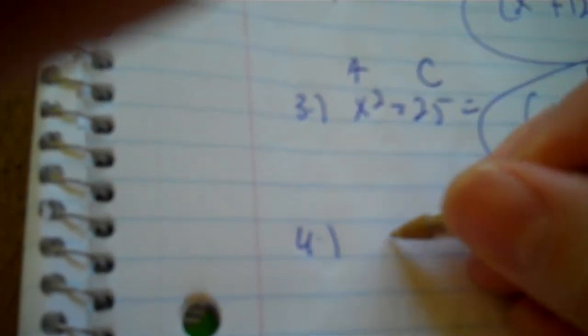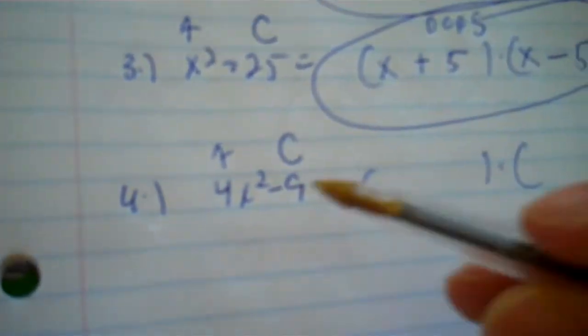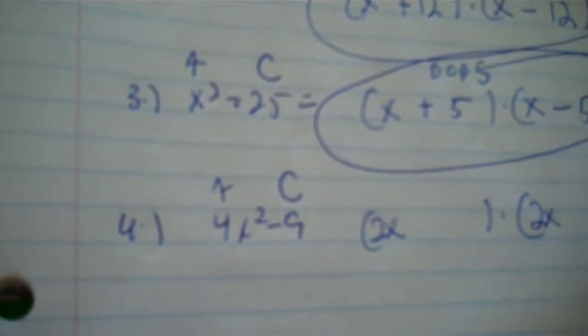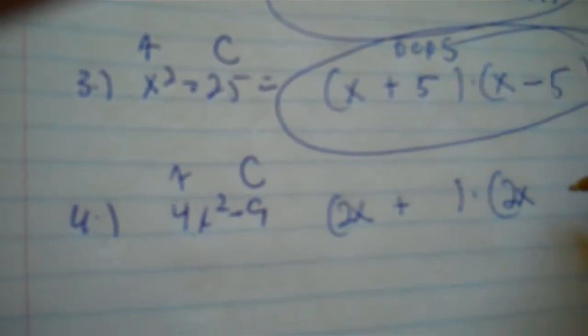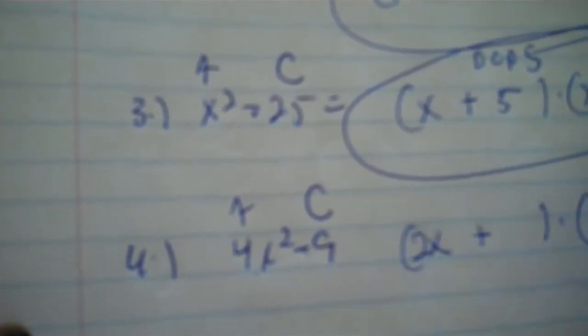Okay, number 4, 4x to the second minus 9. An AC again. Well, 4 is not a problem. I can go 2 times 2, x, minus, positive times negative. That has to be a minus for this to work. They all have minuses. And then 3 and 3.